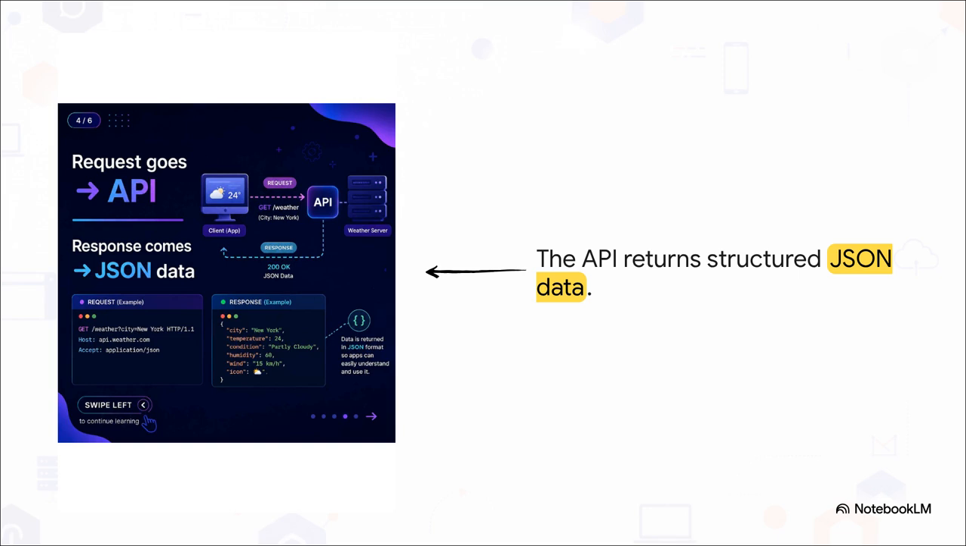Easy enough. But then look at the response it gets back. This is the raw data the API actually returns. Notice how it's wrapped up in those curly braces and neatly organized? It says City, New York. Temperature, 24. Condition, partly cloudy. This highly organized, incredibly specific format, that is called JSON data.